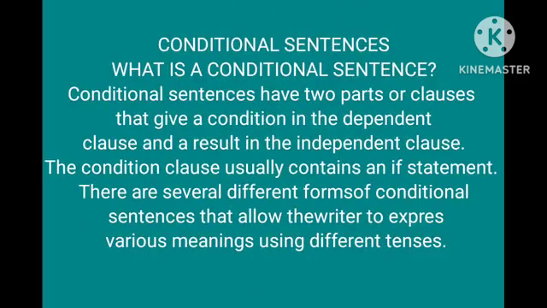Let's get started. Conditional sentences. Conditional sentences have two parts or clauses that give a condition, the dependent clause, and a result, the independent clause. There is a condition dependent clause, but there is a result independent clause. An independent clause can stand by itself. It gives sense by itself.